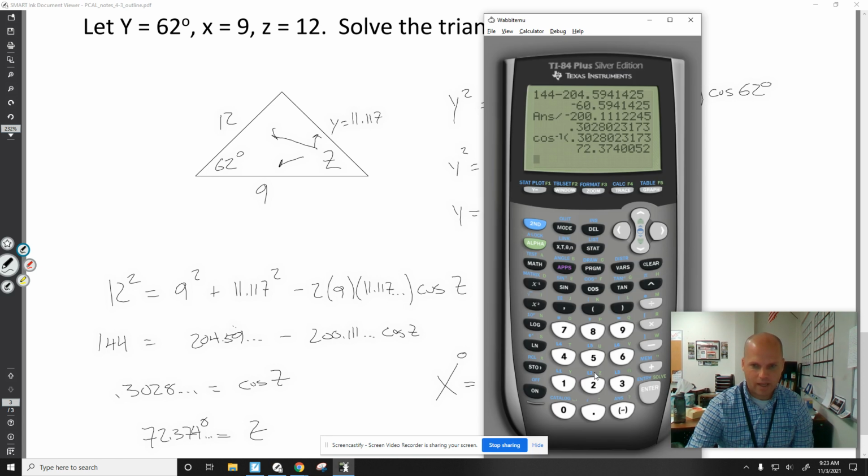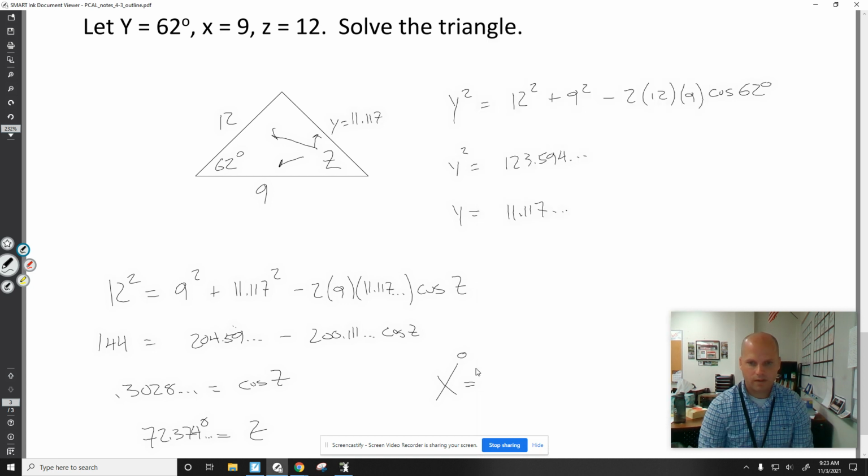180 minus the 2. And if you use the law of cosines, you'd get the same angle. 180 minus the 62 minus the 72.37. 45.625.